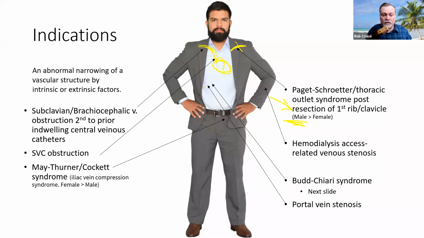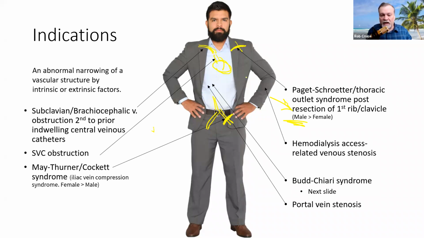The May-Thurner or Cockett syndrome. Now this one is female more than male. All right, so it is known as the iliac vein compression syndrome. Okay, so just think of pregnancy and the fetus is growing larger. It can impinge on the iliacs as they come back to the IVC, right? So there's going to be some pinching there, and that's going to decrease the luminal size and cause problems. There's other etiology involved, but that's one of the main ones.